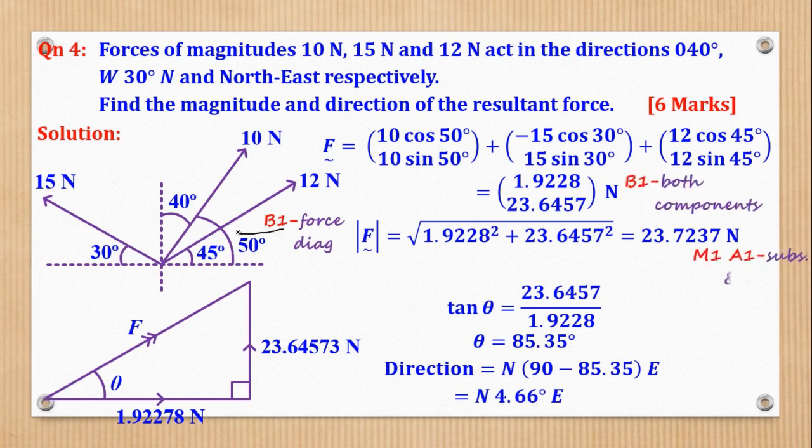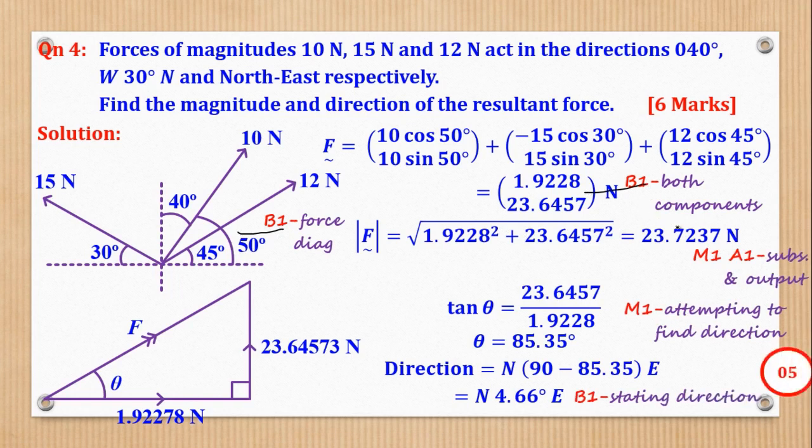So B1 was for this first diagram drawn with a ruler, B1 for resolving, M1 for the substitution, A1 for output. This one is for attempting to find direction, and B1 is for stating direction. So that's how the 6 marks would come about.